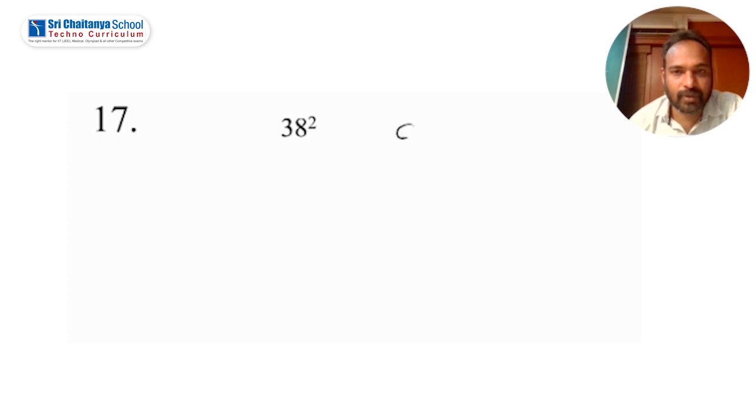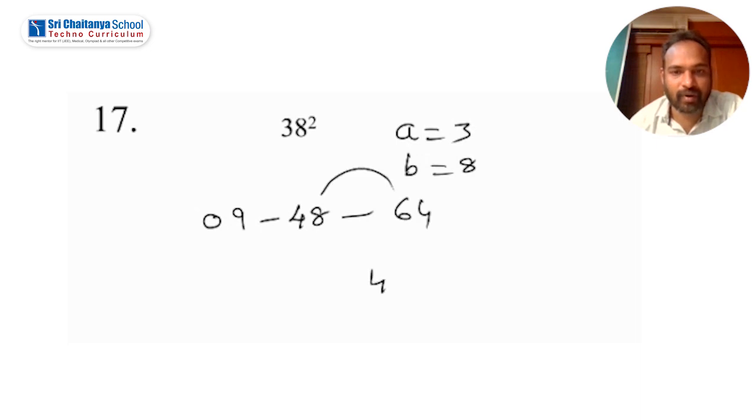38 square. So what's the value of A here? 3. What's the value of B here? 8. A square 9. 2AB 2 into 3 6. 6 into 8 48. Then B square 64. 4. 6 will carry forward. 48 plus 6 is how much? 54. Drop 4 here and carry forward 5. 9 plus 5 is how much? 14. So 1 with 4 is our answer.